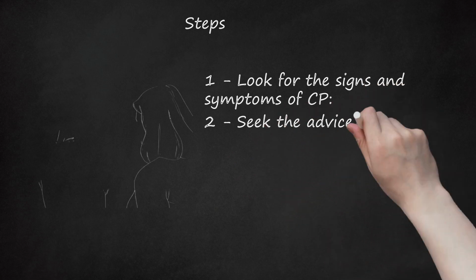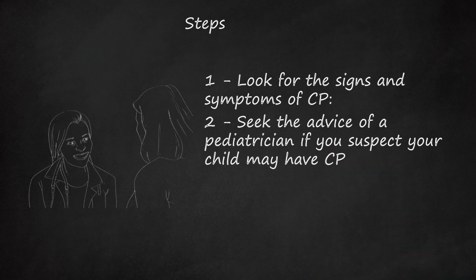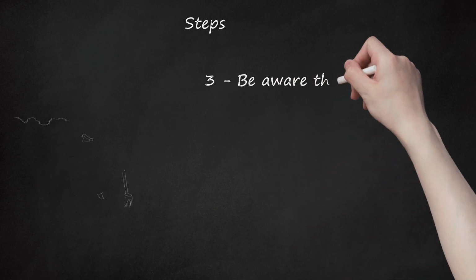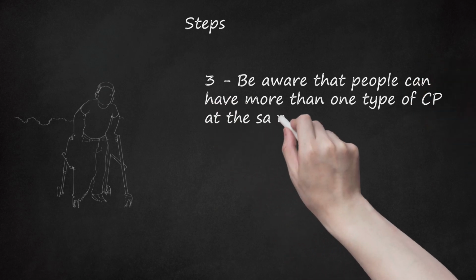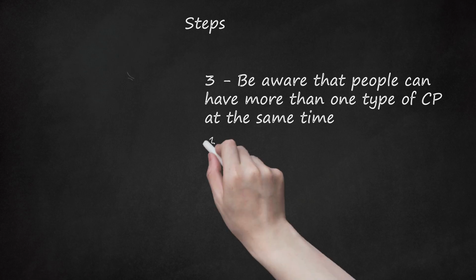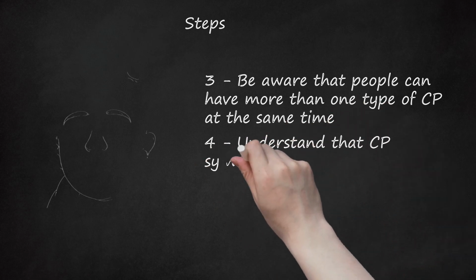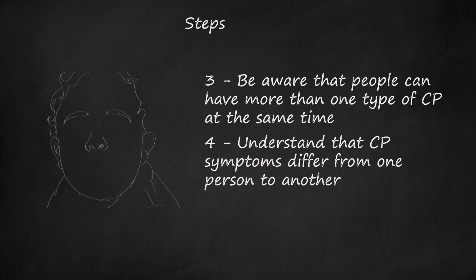2. Seek the advice of a pediatrician if you suspect your child may have CP. 3. Be aware that people can have more than one type of CP at the same time. The most common combination is spastic, stiff muscle tone, plus athetoid, slow, contorting movements. 4. Understand that CP symptoms differ from one person to another. The symptoms can even change over time.